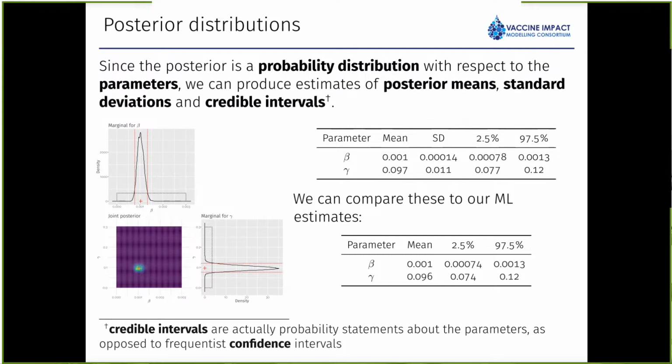And similarly for gamma, okay, we get point estimates and we get these credible intervals. Now, we can compare these to our maximum likelihood estimates, and what you can hopefully see here is there's basically no difference, right? The point estimates are very similar to the maximum likelihood estimates, and in fact, in this case, the 95% confidence intervals are very similar to the 95% credible intervals, okay?